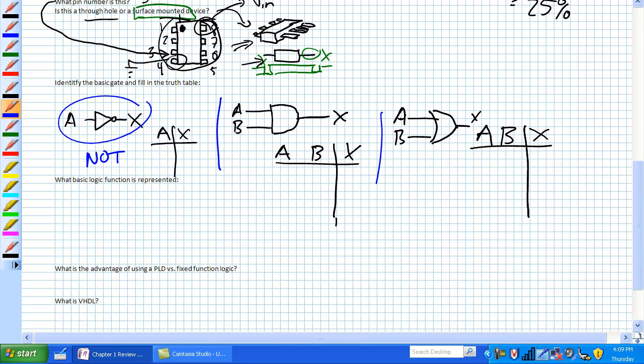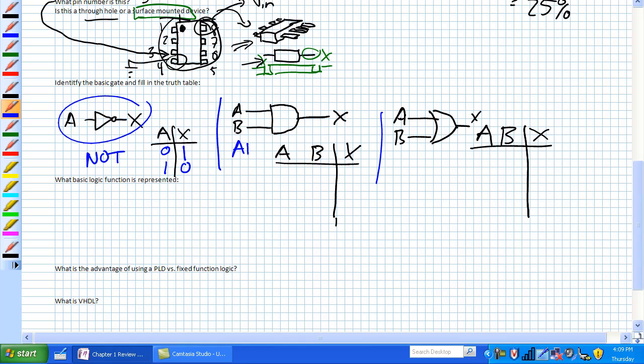All it does is basically take the input, swap it, and give you the opposite output. So it inverts it. So A comes in a 0, comes out high, 1. A comes in high, X comes out 1. Okay, what's this guy over here?